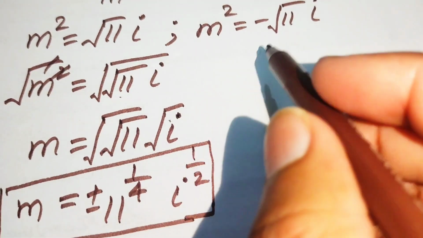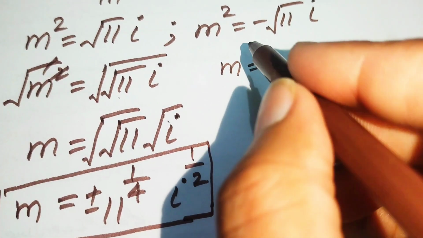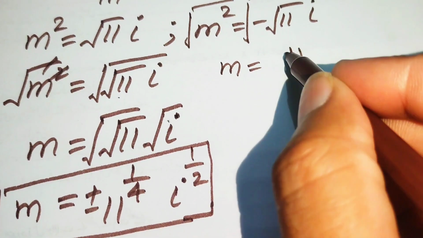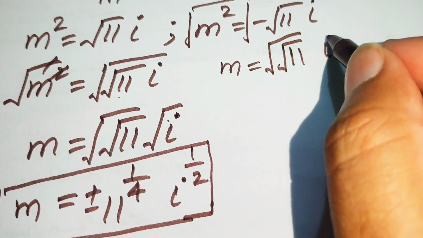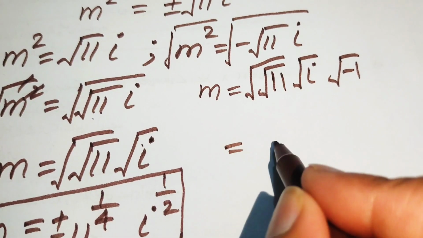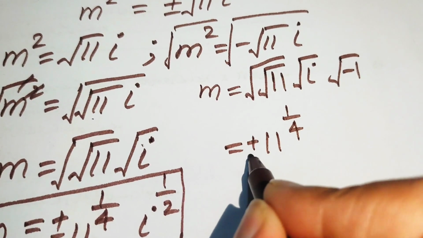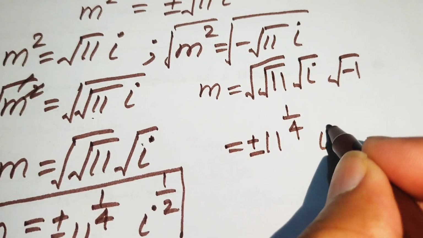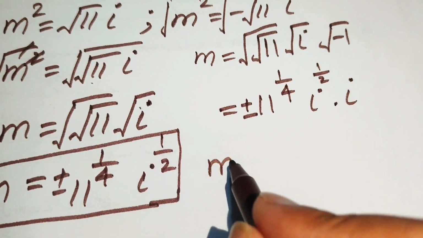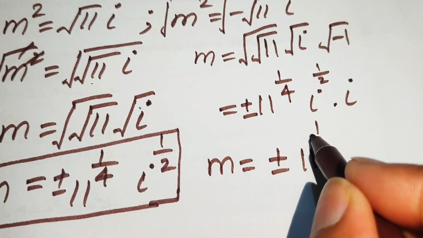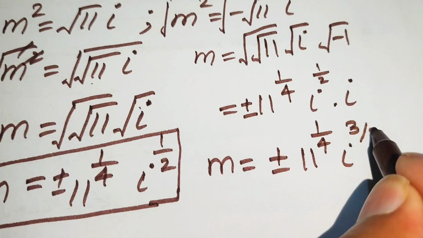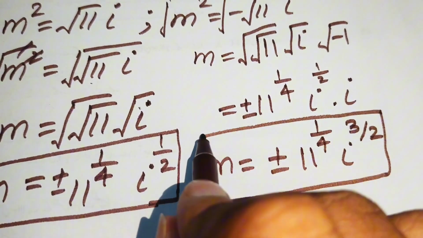Similarly we focus on the other case, and here we again take the square root on both of the sides. It will be written as the square root of square root of 11 into square root of iota and square root of minus 1. So here we get 11 to the power of 1 over 4, this is plus minus 11 to the power of 1 over 4 into iota to the power of 1 over 2, so this is also equal to iota. In this case we have m equals plus minus 11 to the power of 1 over 4 into iota to the power of, we add these two exponents and write it as iota to the power of 3 over 2. So these are the two complex roots of the given equation.